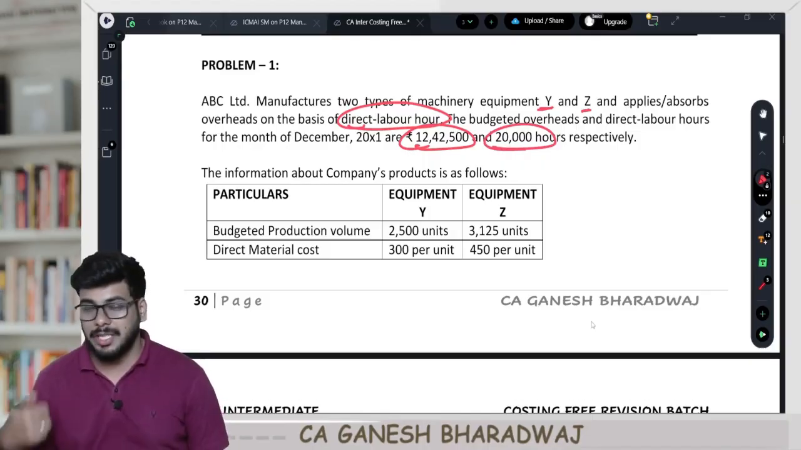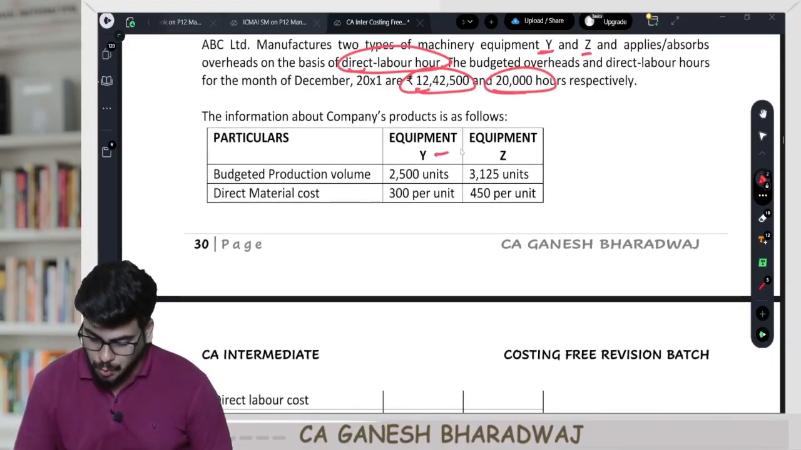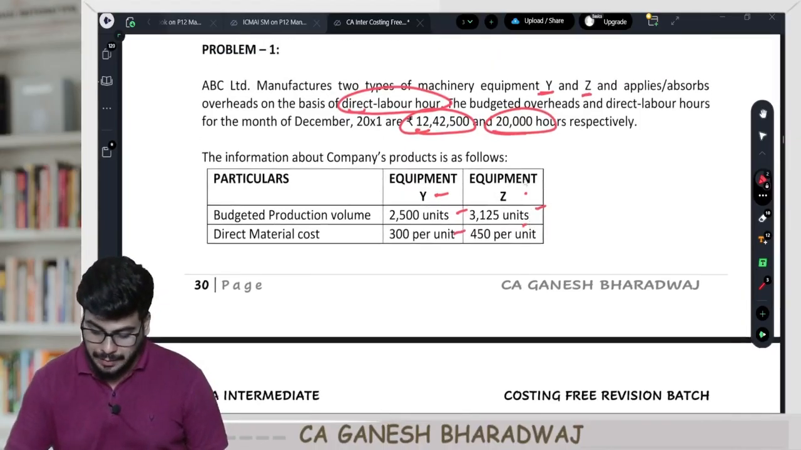So with this, you can calculate the predetermined rate. This is as per the traditional system. The information about the company's products is given as follows. So equipment Y and equipment Z, the budgeted volume is given, the number of units of Y and Z produced, the direct material cost is given per unit, right?